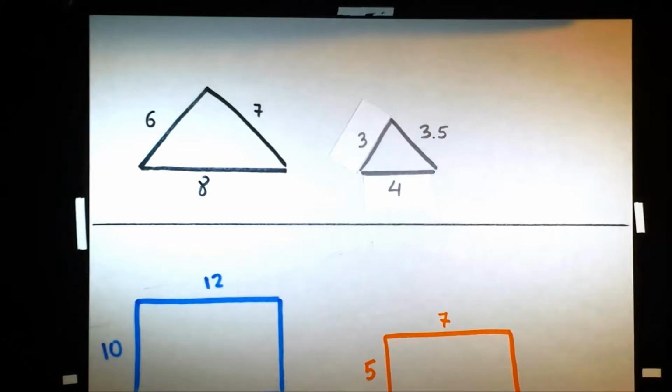Alright, now I have some figures that we're going to try to see if they are similar, to scale, proportional. They don't really mean the same thing. So we're going to see if they are indeed that. Let's look at the triangles on the top. I'm asking you, are they similar, are they proportional, or are they to scale? What would you do first?